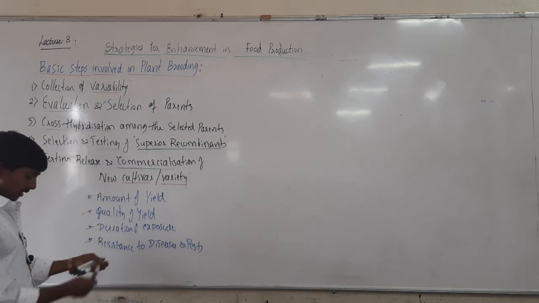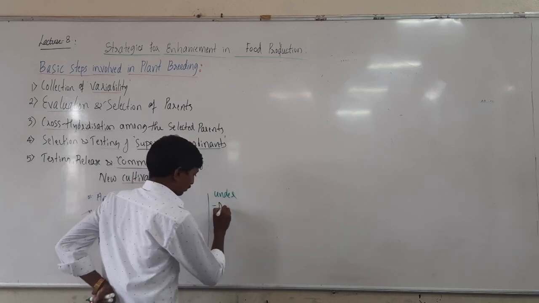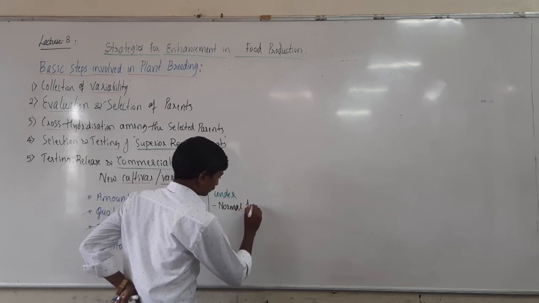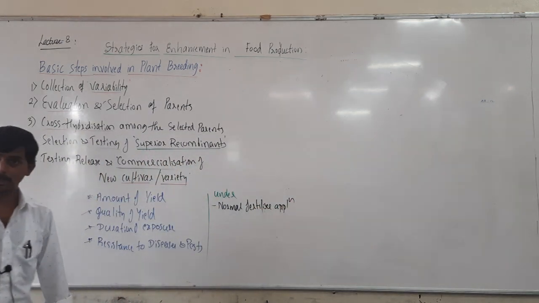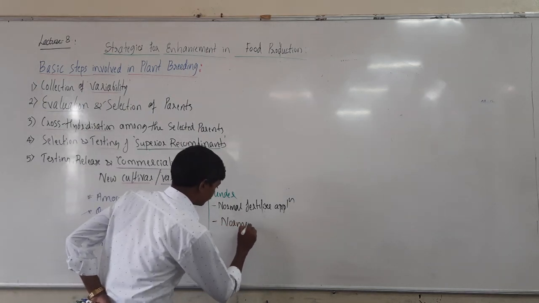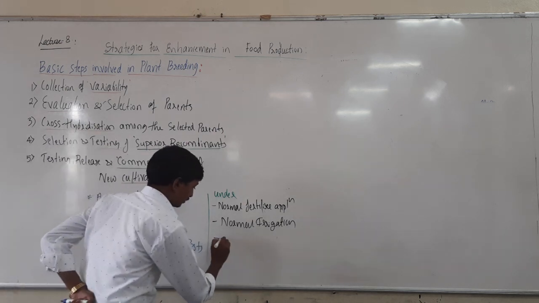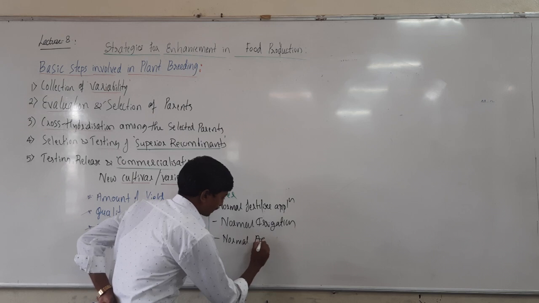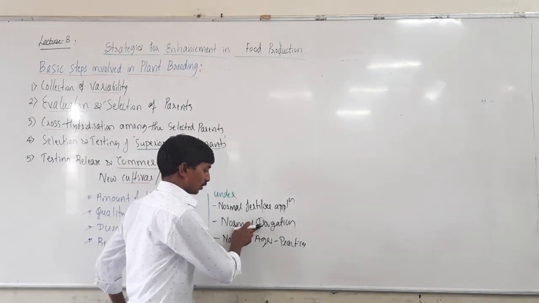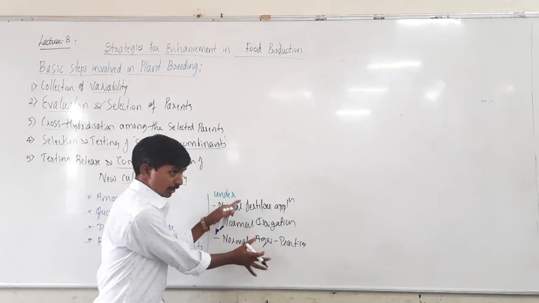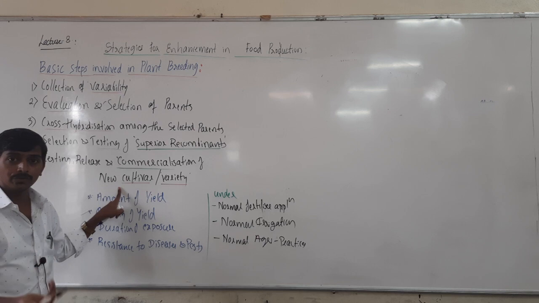And these will be observed under conditions like normal fertilizer application, under normal irrigation, and normal agricultural practice. Means whenever all the agricultural practices are normal, water, fertilizer, under the normal condition, if these characters are present in the plant, then it will be released as a new variety.